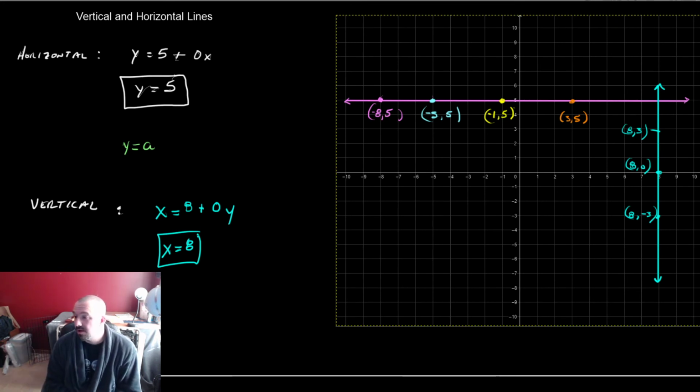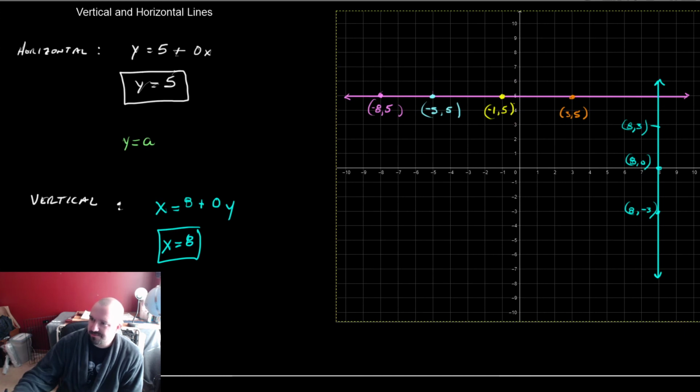Now, is this in slope-intercept form? And the answer is no. No, it's not. Not even a little bit. If you were to calculate the slope of the horizontal line, because it's in this format already, you would come up with a slope of 0. In fact, we can just take a couple of examples. Let's take -8, 5 and -5, 5, and we'll calculate the slope. So 5 minus 5 over -8 minus -5 is equal to 0 over -3, which is just 0. It has a slope of 0.